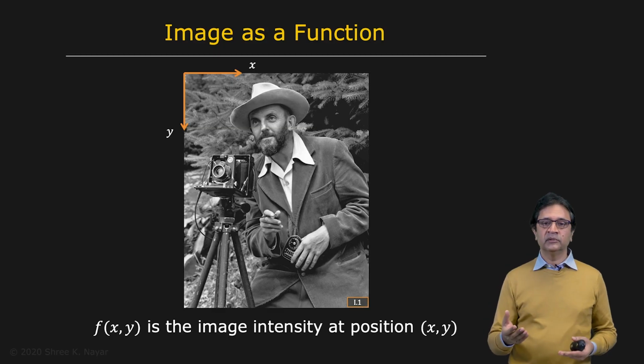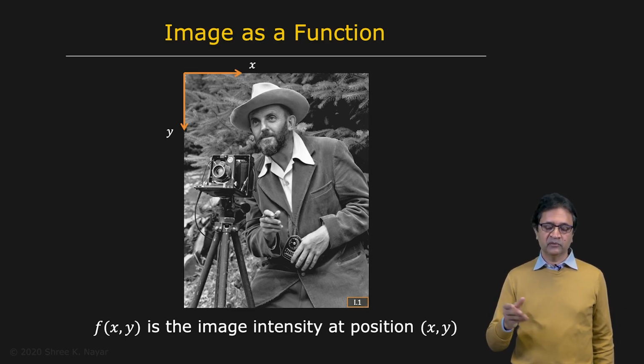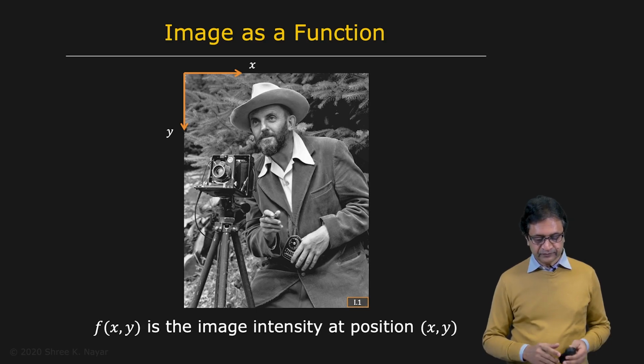Now, if you have a color image, you have multiple channels. You may have red, green, and blue. Each one of these would be a function, say r of xy, b of xy, and g of xy.